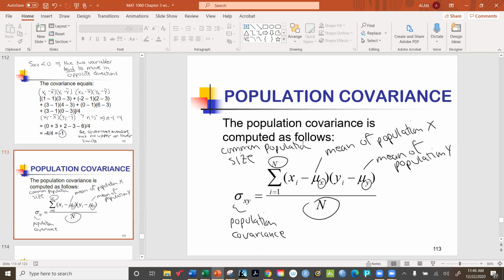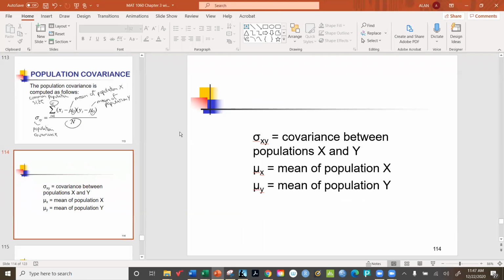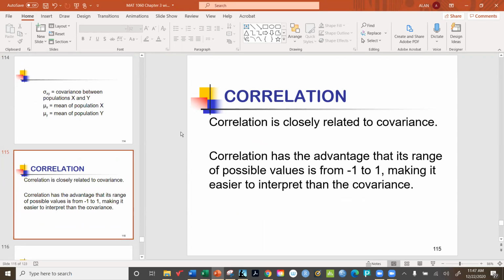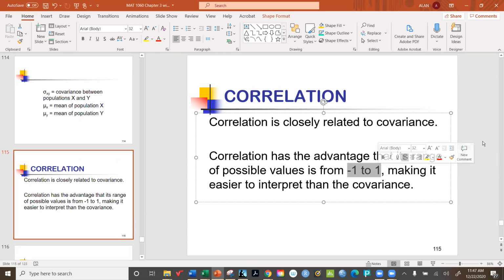All right, so we're not going to do a separate example for this one. What we are going to do is jump ahead and look at the correlation coefficient. We're going to see how it's related to the covariance, and we're going to look at its properties. Correlation is closely related to covariance. Now, the beauty of correlation is that the range of possible values is between -1 and +1. All of a sudden, we have an upper and lower limit, which makes it a lot easier to interpret than the covariance.